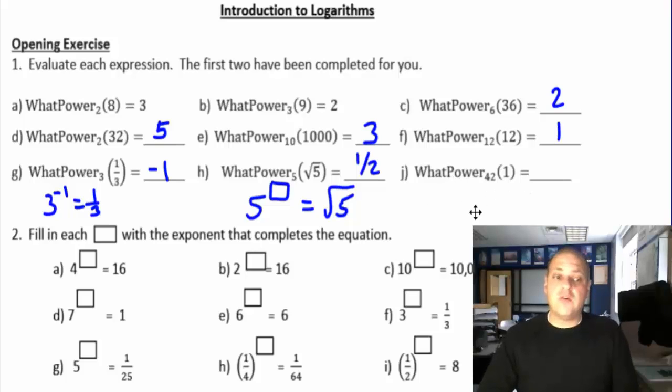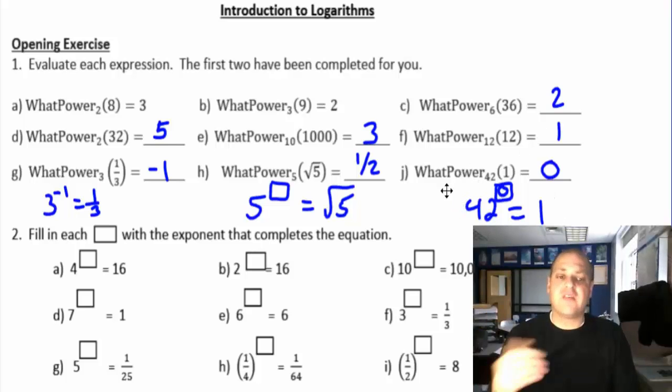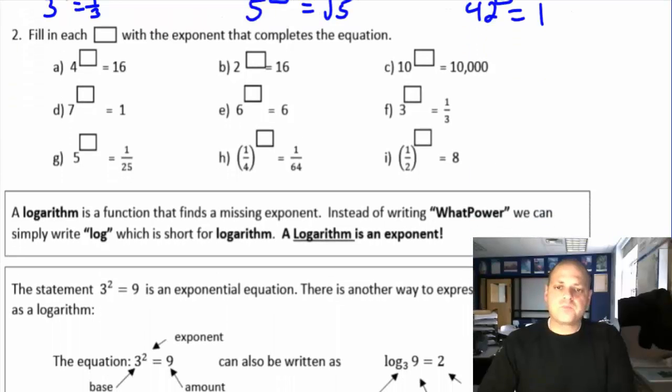What power of 42 is 1? I have 42, and I want to turn it into a 1. How do you raise something and get 1 for an answer? Hopefully you remember, it is 0. 42 to the 0 power is 1. Anything to the 0 power is 1. So if they ask what power of anything is 1, your answer is always going to be 0. You just have to do some thinking here.